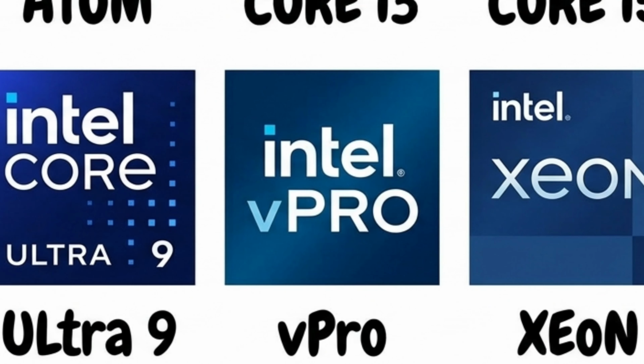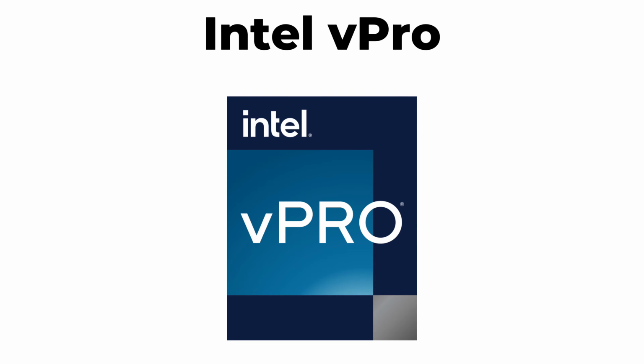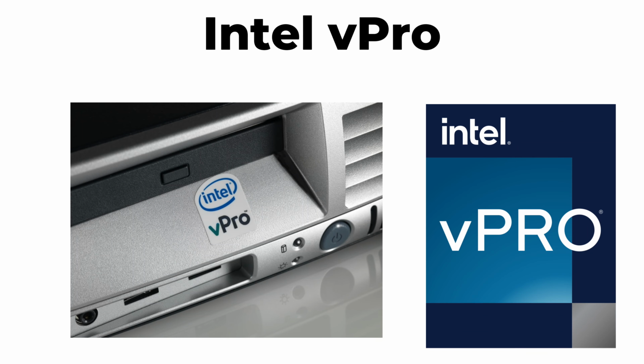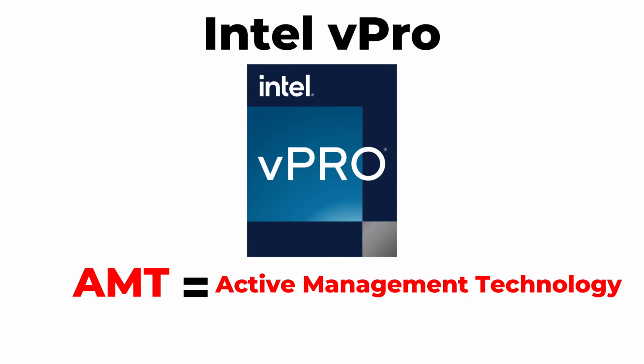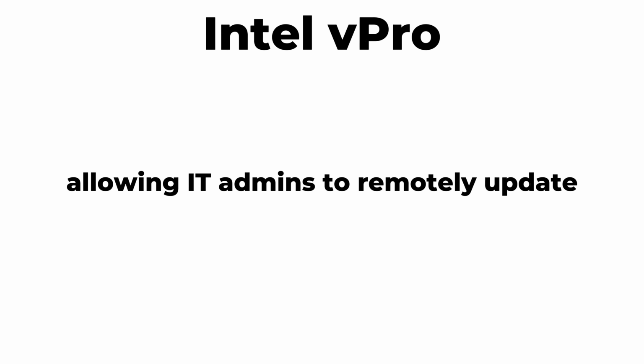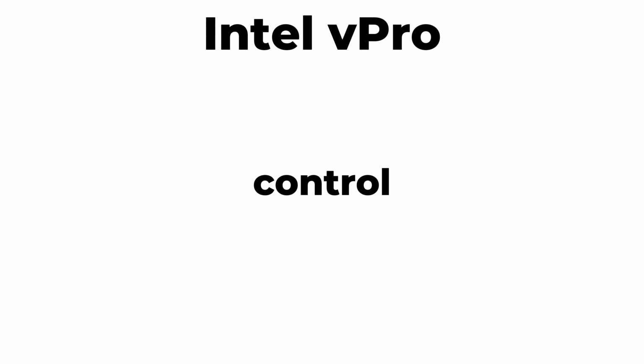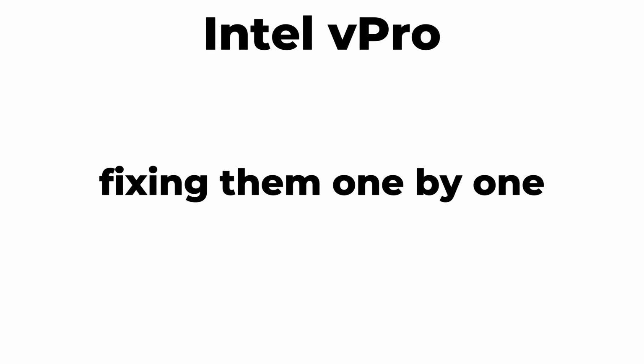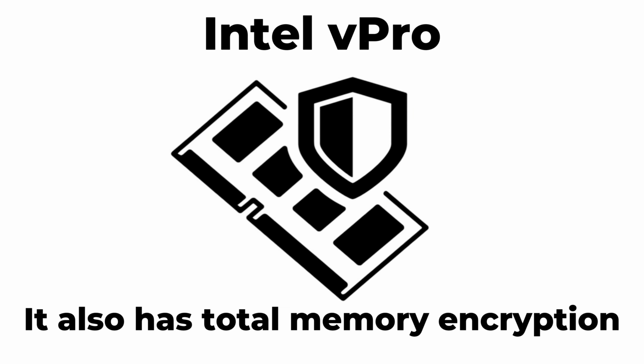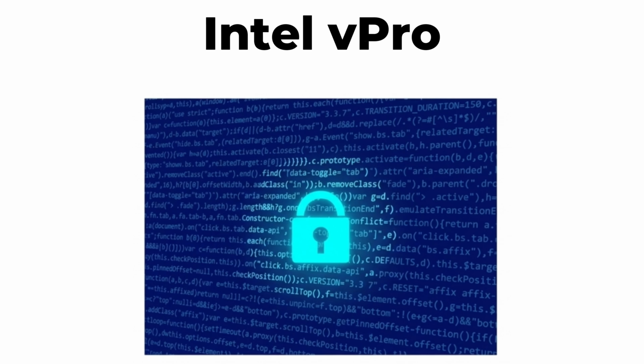Intel vPro. Intel vPro is a special business variant found in office and enterprise laptops. It features Intel's AMT technology, allowing IT admins to remotely update, control, and lock devices without fixing them one by one. It also has total memory encryption, so if someone tries to steal your data, it will be completely unreadable.